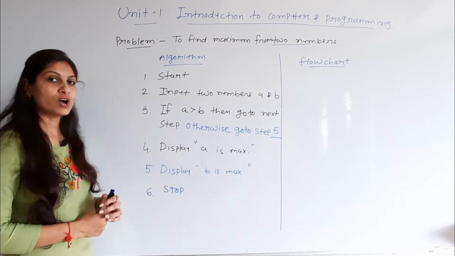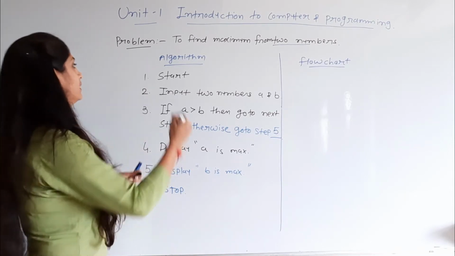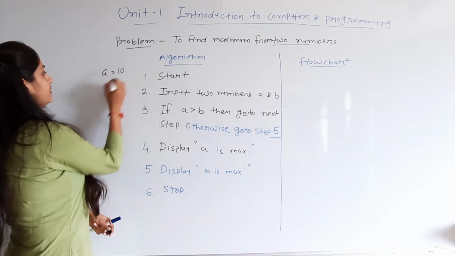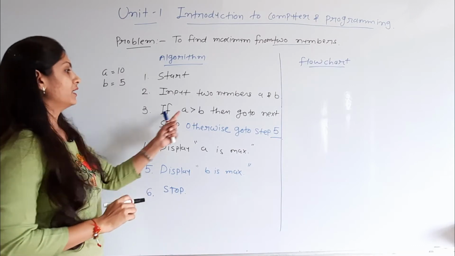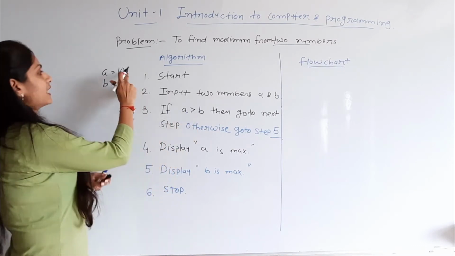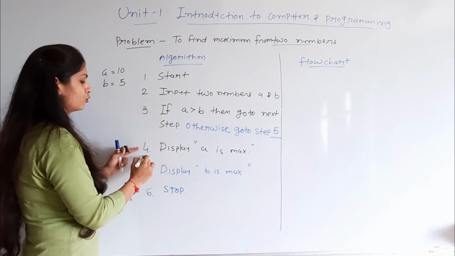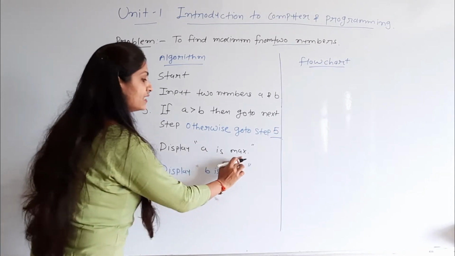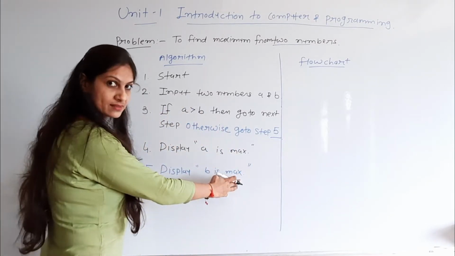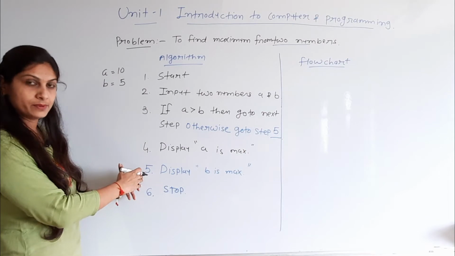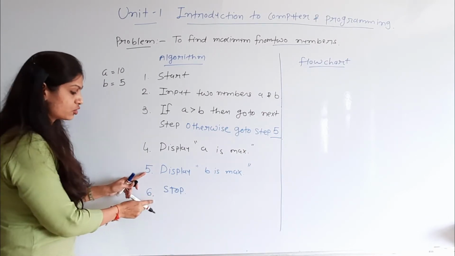But what happened here? Suppose I am taking one example, A equals 10 and B equals 5. In this case what happened? A greater than B, that is 10 is greater than 5. Condition becomes true. Means we have to go to next step. The answer is A is max. And then also the answer is displayed, that is B is max, because we have to follow the next step. So to remove this problem, we have to now add stop again.